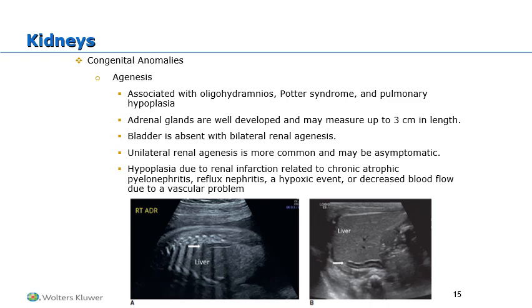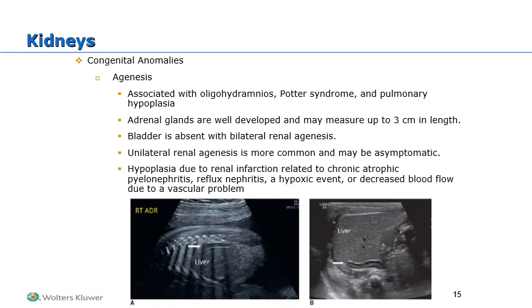Now, hypoplasia is just less than expected development. This can be due to renal infarction, so perhaps there was an issue with the blood supply to one kidney or the other that would cause it to stunt its growth and become hypoplastic. Ultimately, if that blood flow is not retained, eventually it will become basically atrophic and non-functioning. It could also be related to chronic disease, so chronic inflammation like pyelonephritis or reflux nephritis.